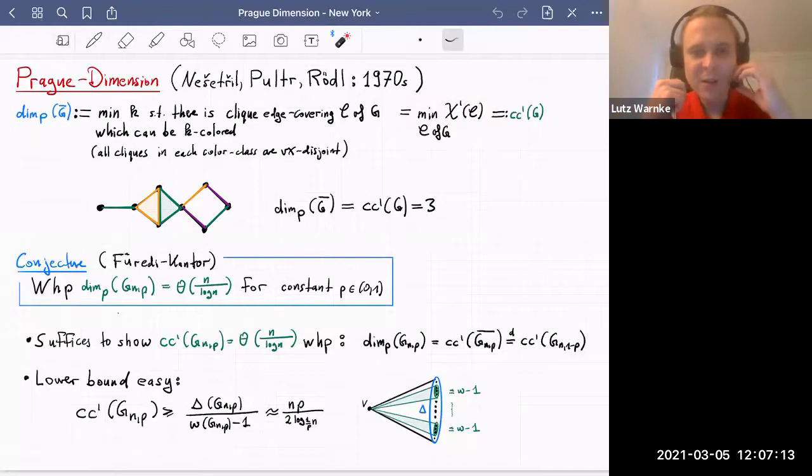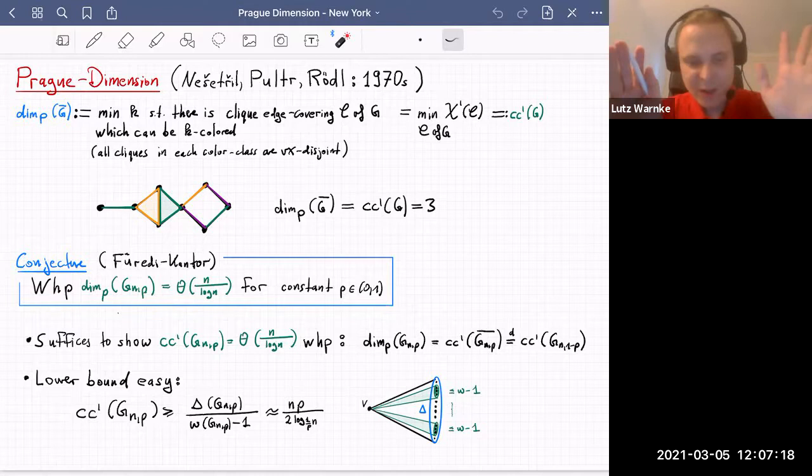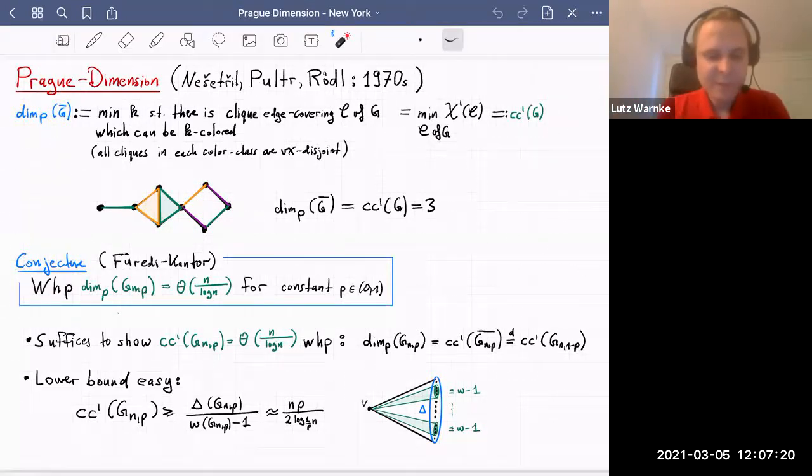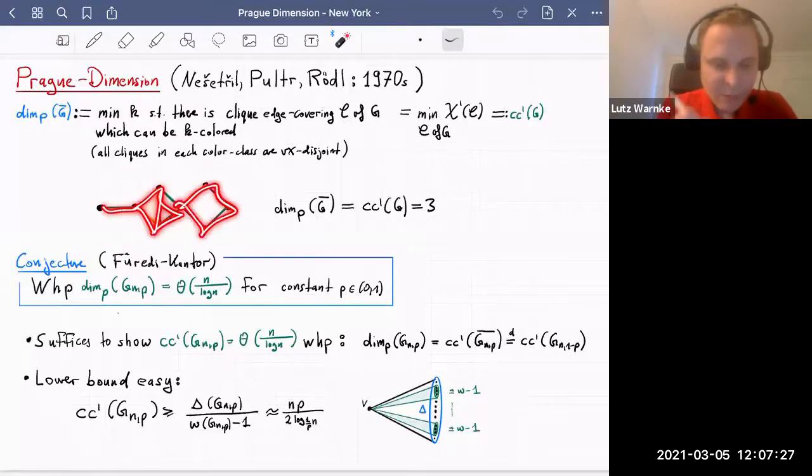You want to color the edges of this auxiliary graph with the least amount of colors. Okay, I think it's time for an example to get used to this parameter at least once. So here's a small example that I prepared that we can look at. So here we have a bunch of edges.